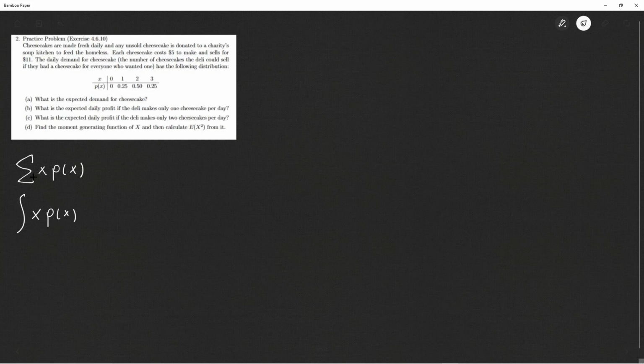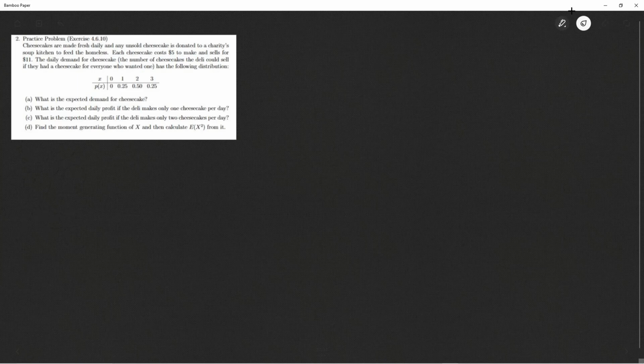The issue is we use the Riemann sums when we actually know what our values are. So for example, in this question, we know our p of x will be 0, 0.25, 0.5, and 0.25 again. However, for the integral, we won't know what our p of x is. We're just going to know what the formula is, what the equation is.